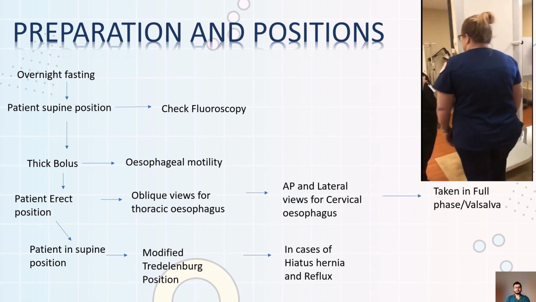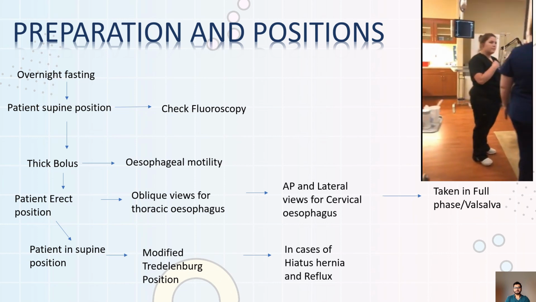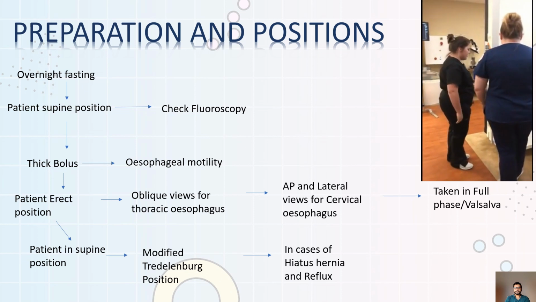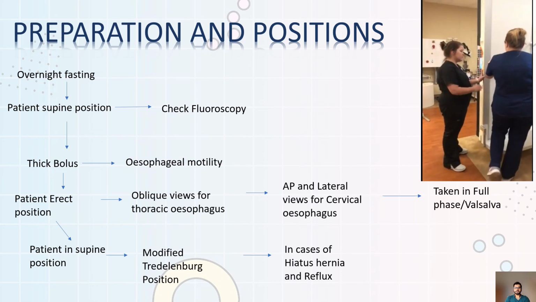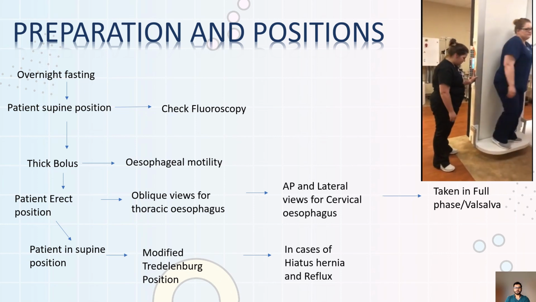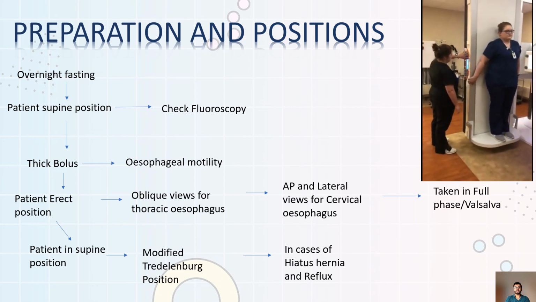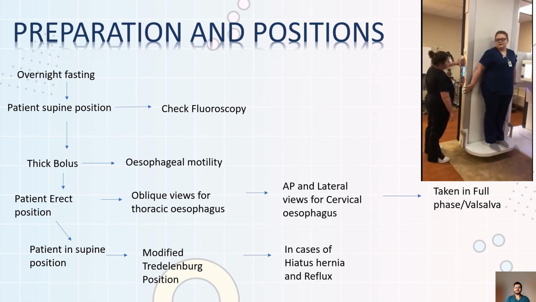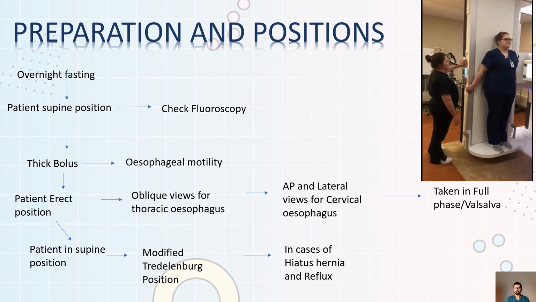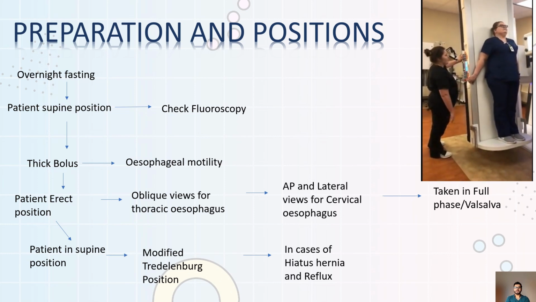So, how do we prepare a patient for a barium swallow study? We ask the patient to do an overnight fasting first, and before we start our barium swallow, we need to do a check fluoroscopy before giving any thick bolus to rule out any signs of aspiration pneumonia or to look for any radio-opaque lesions.